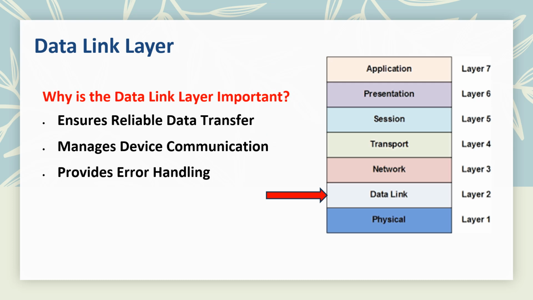The data link layer is important because it ensures reliable data transfer. It makes sure data is transmitted correctly between devices on the same network. It controls how devices share the network, avoiding data collisions. It detects and fixes errors that might happen during data transmission.